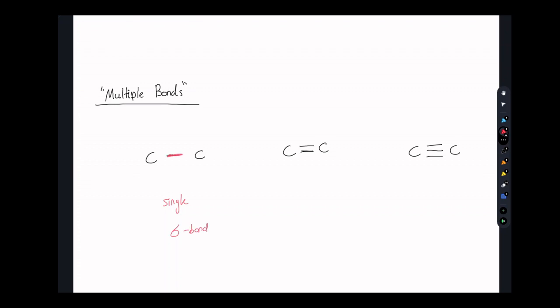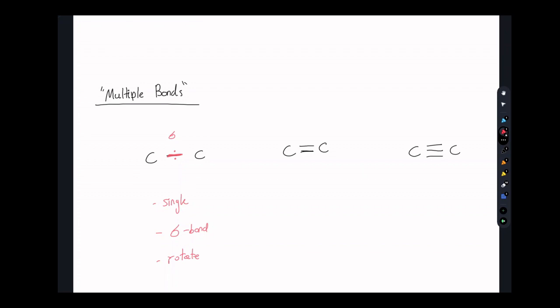So this bond is a single bond, right? These carbons share two electrons in the bond, and we call this a sigma bond. Note that the one thing to know about them is that they can rotate. Right? These bonds rotate freely.